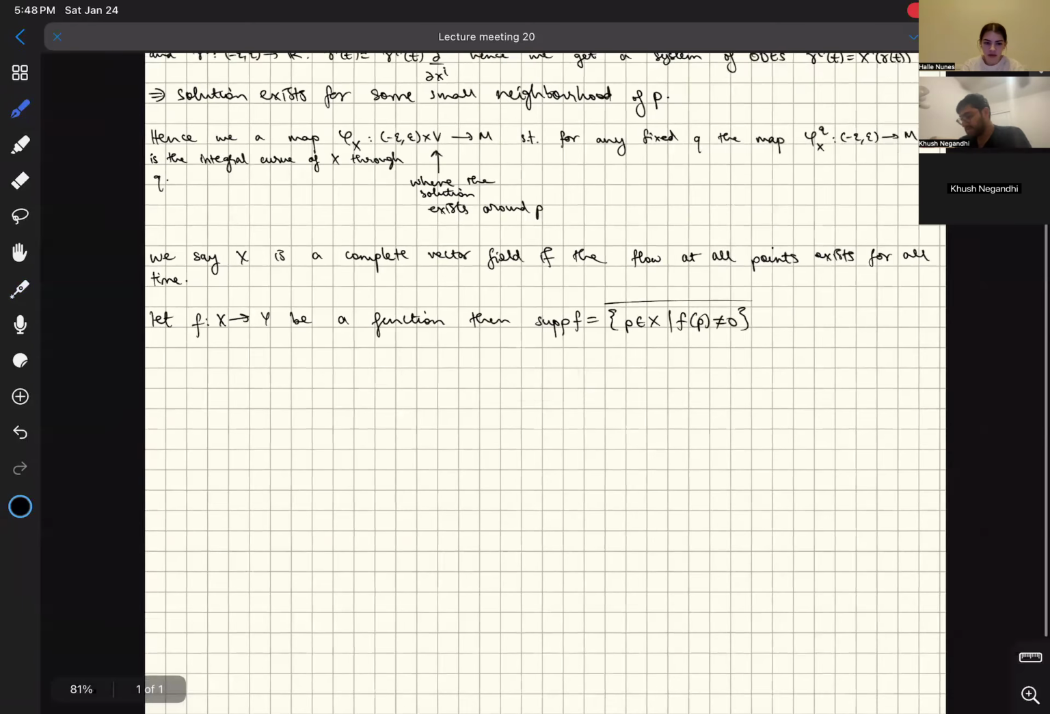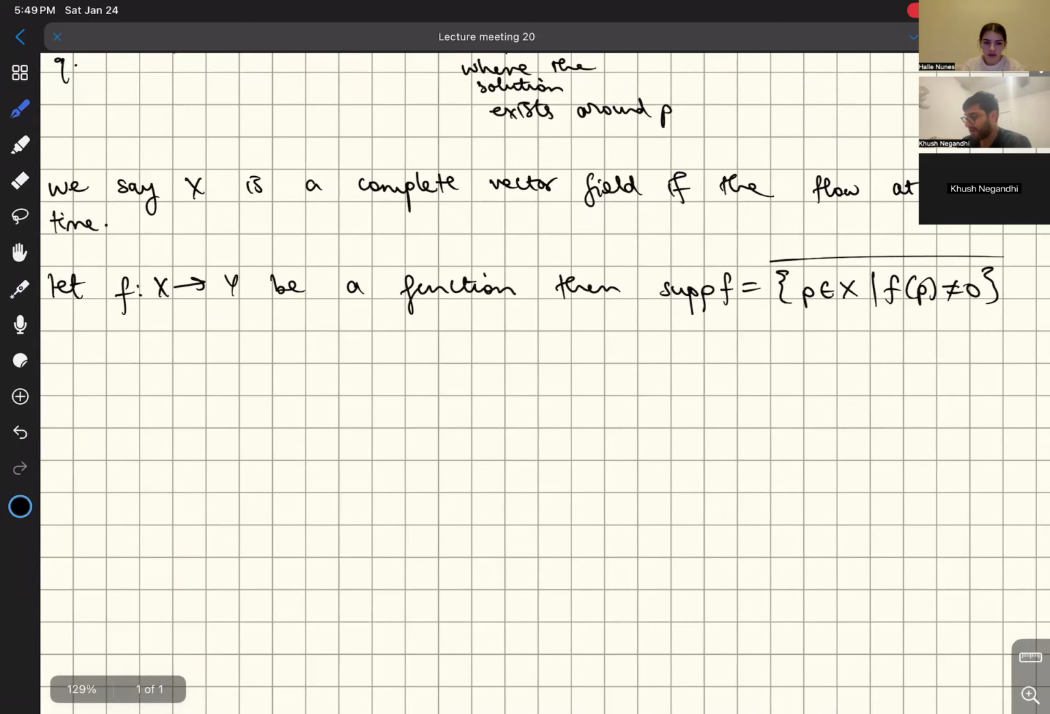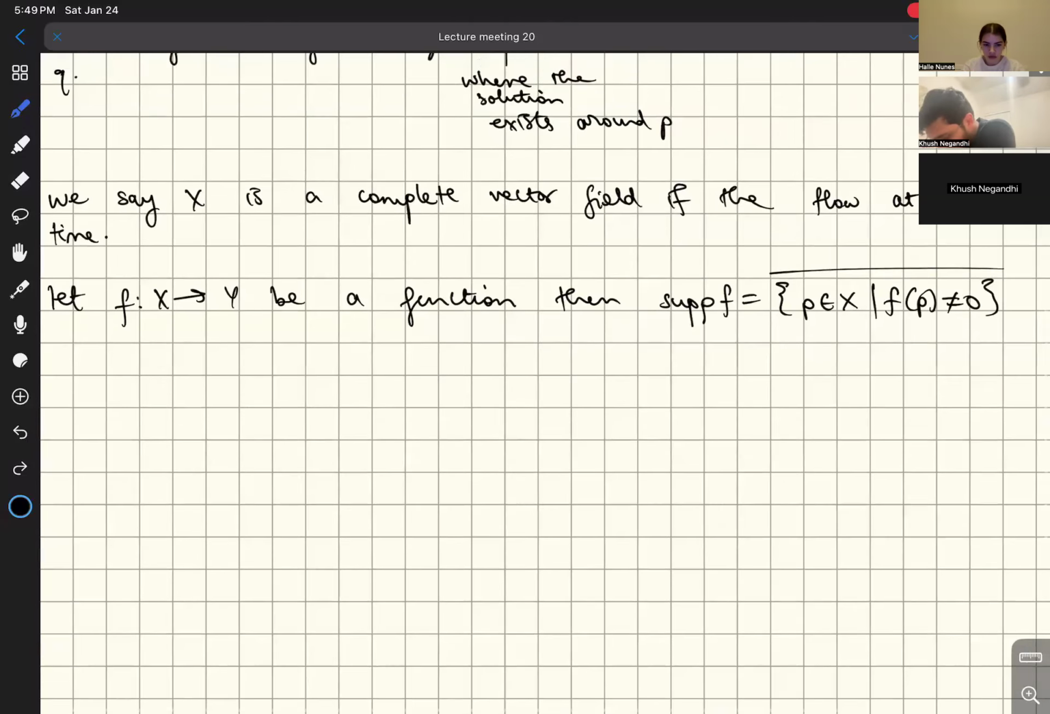Since I only care about whether the function is zero, we can talk about the support of a vector field. In other words, where is the vector field non-zero? And where is there a sequence of points where the vector field is non-zero? So if X is a smooth vector field, and the support of X is compact, then X is complete.